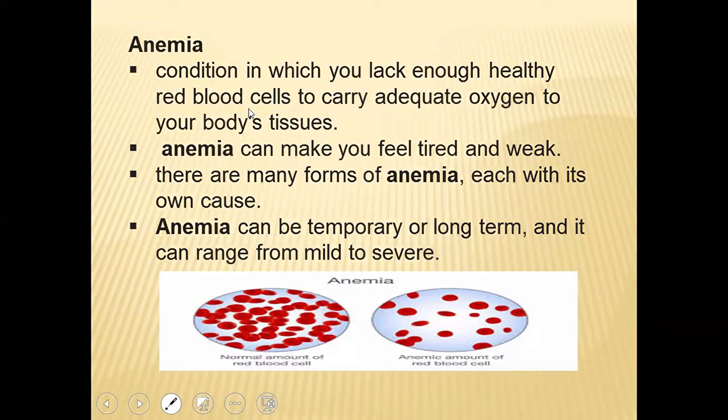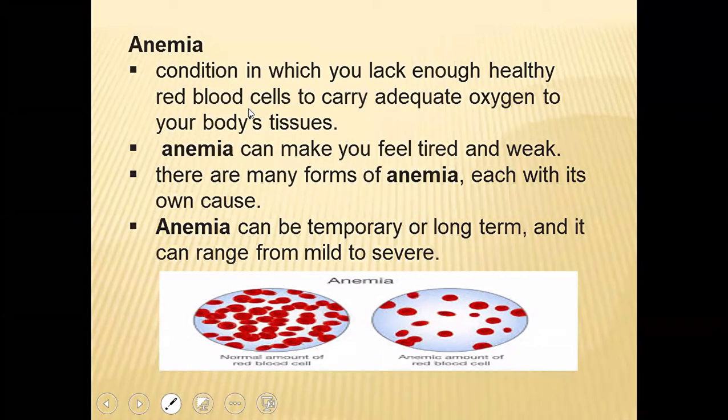So that's logical. Then there are many forms of anemia, each with a cause. One of them is iron deficiency. You see a child who is pale looking; iron deficiency is oftentimes from chronic blood loss, especially with a lot of hookworm. Hookworm can cause anemia, a hypochromic microcytic type of anemia. Anemia can be temporary or long term, and it can range from mild to severe.